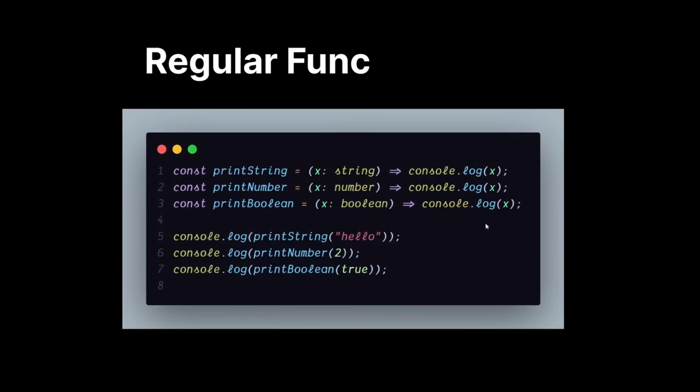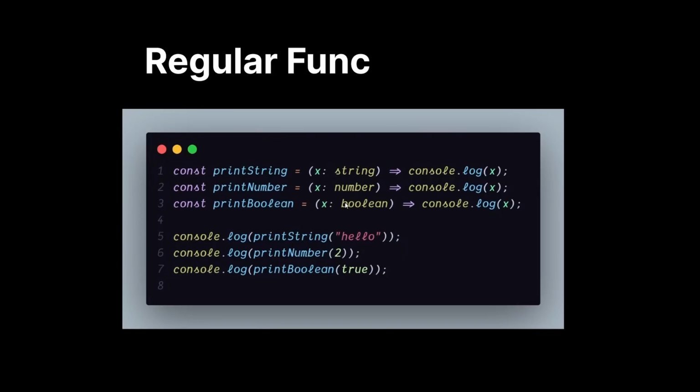Here you can see we have three arrow functions. The first one will only take a string value, because here we are annotating our parameter as a string. If you specify a number or a boolean value, it's going to throw us an error. And for the next function we have to specify a number. If you specify something else like a string or a boolean, it's going to throw us an error.